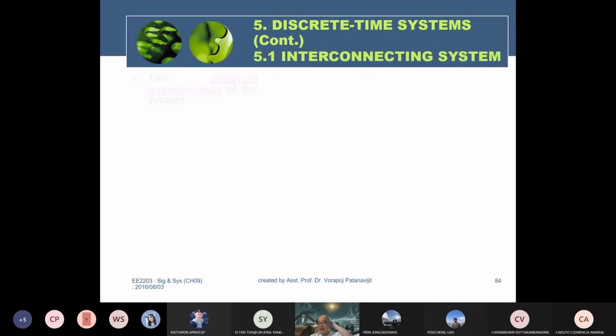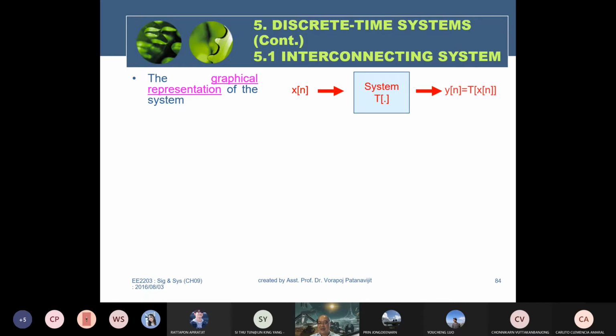Now, the interconnection of systems. If the system is so big and complicated, you can model it by small block diagrams connected together. From the graphical point of view, the normal system has a single input fed to the system, and the output equals the transformation of the input. The transformation can be an amplifier or any other operation.